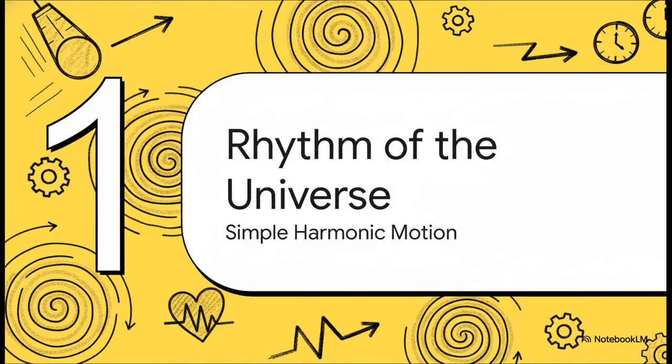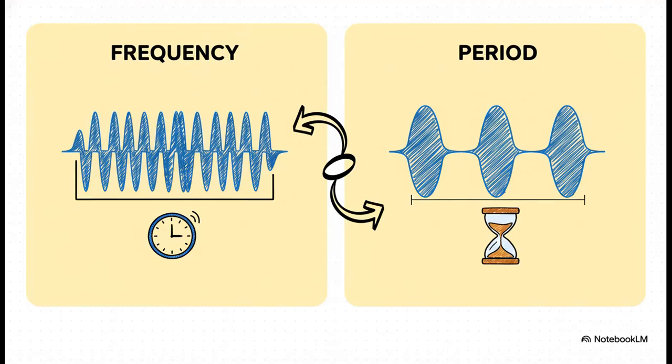Okay, so to get a handle on this rhythm of the universe, we first need a way to talk about it, to describe it. And, just like with music, the most important thing about any oscillation is its tempo. How fast is it beating? So we've got two main ways to measure this rhythm, and they're really just two sides of the same coin. First, there's frequency, which we write as f. This just counts how many full back and forth cycles happen every single second. The unit for that is hertz, so if something is oscillating at 10 hertz, it's doing 10 full cycles a second. Now the flip side is the period, written as T.